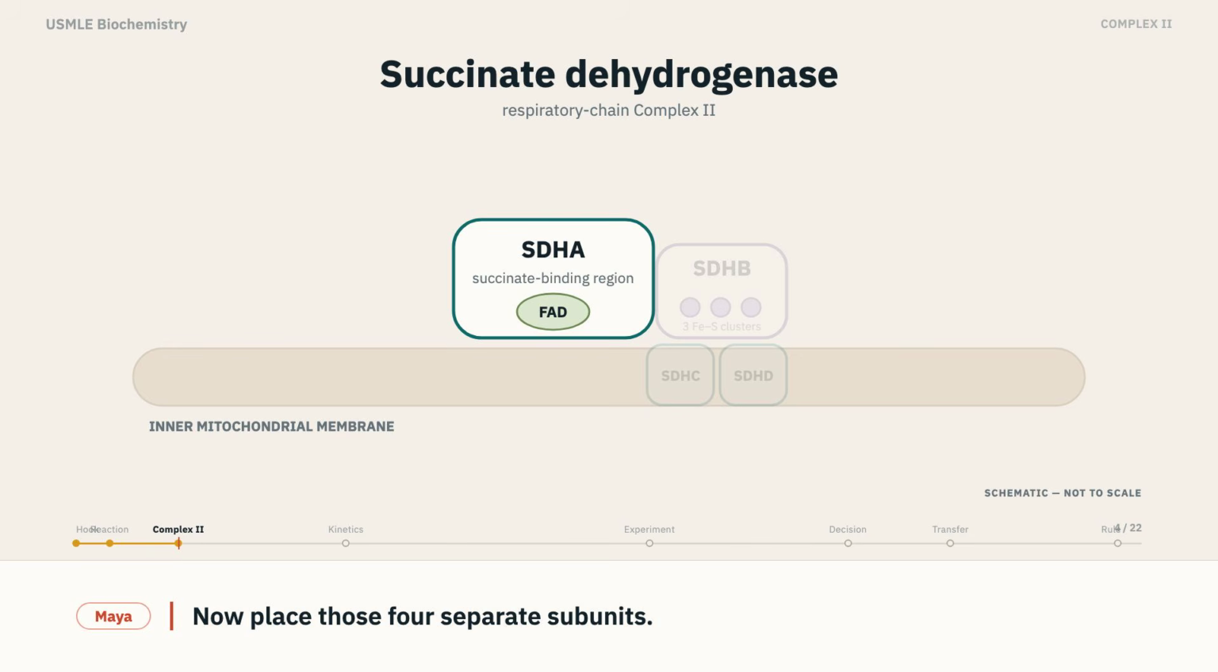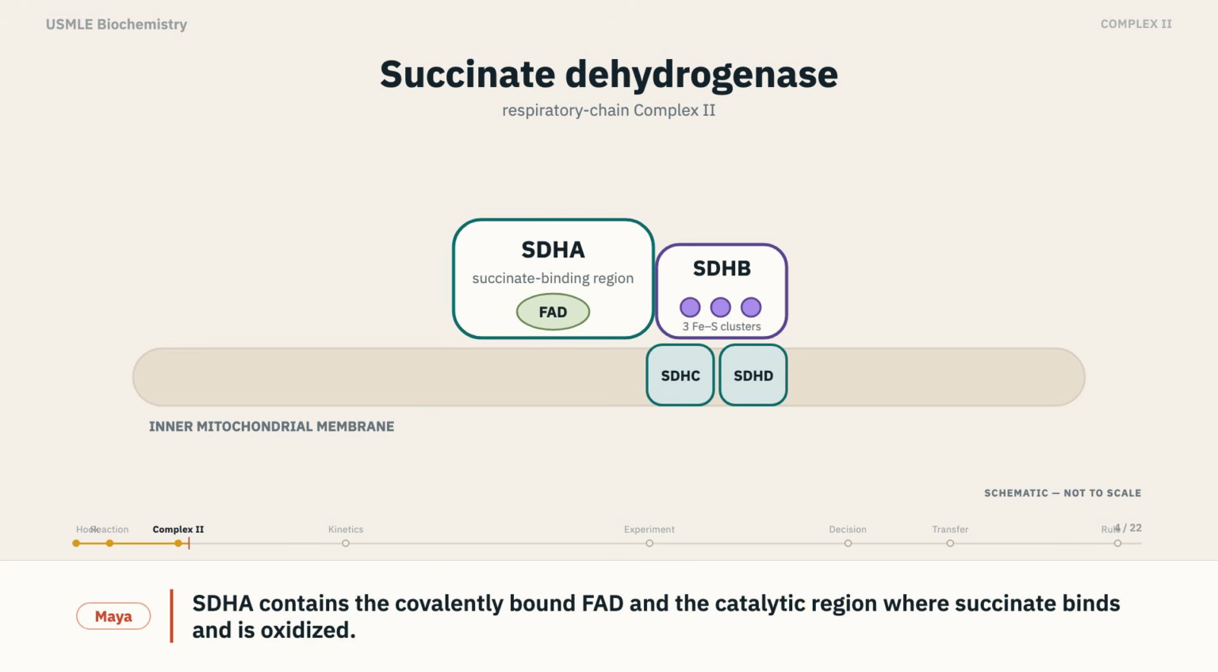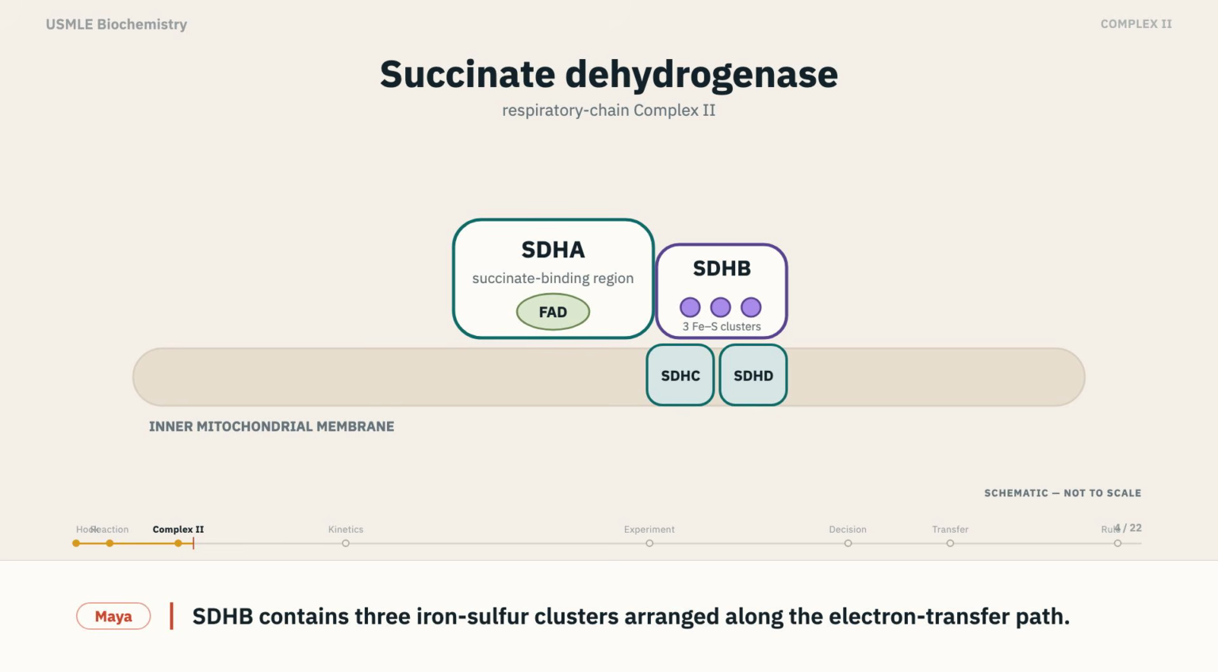Now, place those four separate subunits. SDH is not one protein chain. Which parts face the mitochondrial matrix? SDHA and SDHB form the hydrophilic head on the matrix side. SDHA contains the covalently bound FAD and the catalytic region where succinate binds and is oxidized. SDHB contains 3 iron-sulfur clusters arranged along the electron transfer path.